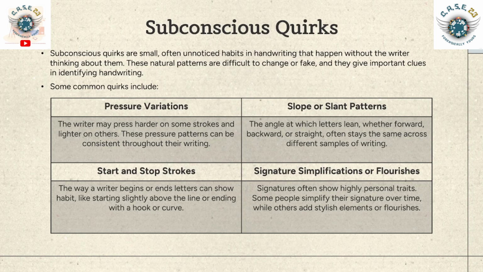Then the fourth point is signature simplifications and flourishes. This is also one of the interesting parts because our signatures are often where our personality really comes out. Some people gradually simplify their signatures over the years, especially if they have to sign frequently. Others go the opposite way and add stylish strokes or flourishes, such as loops, underlines, dramatic swirls, or extended tails. Whatever the case is, these features often become deeply ingrained and very consistent, making signatures one of the best clues for identification.